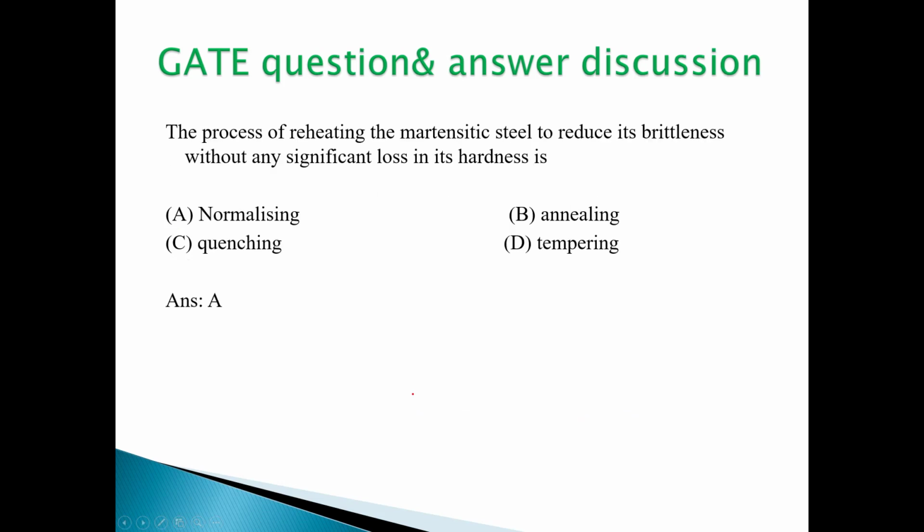The process of reheating the martensitic steel to reduce brittleness without any significant loss in the hardness is normalizing.